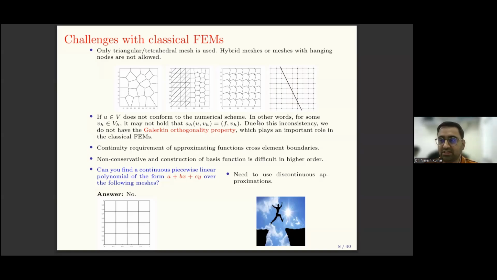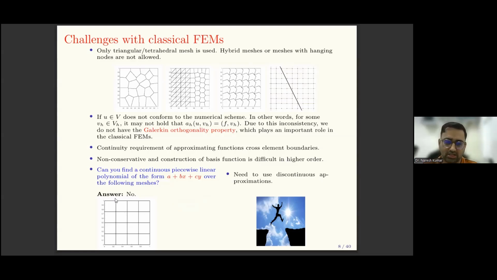Another one is continuity. When you define VH, our function should be continuous. That is also one of the restrictions. And for higher order basis functions, because in classical FEM we use Lagrange basis functions, it is sometimes difficult to construct higher order Lagrange basis functions.